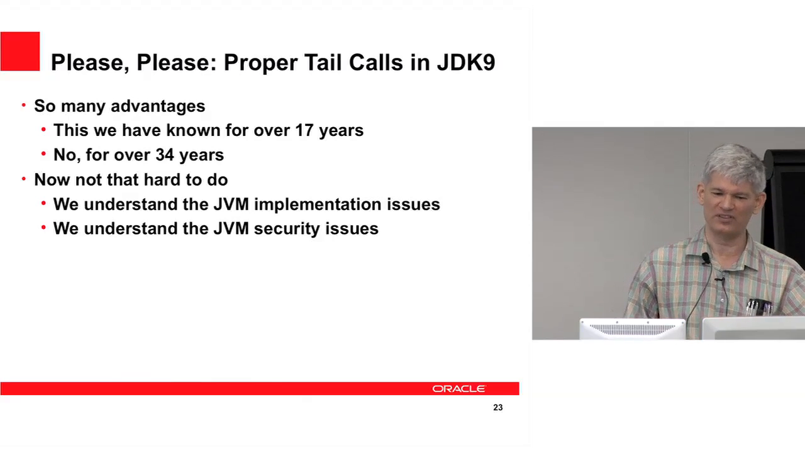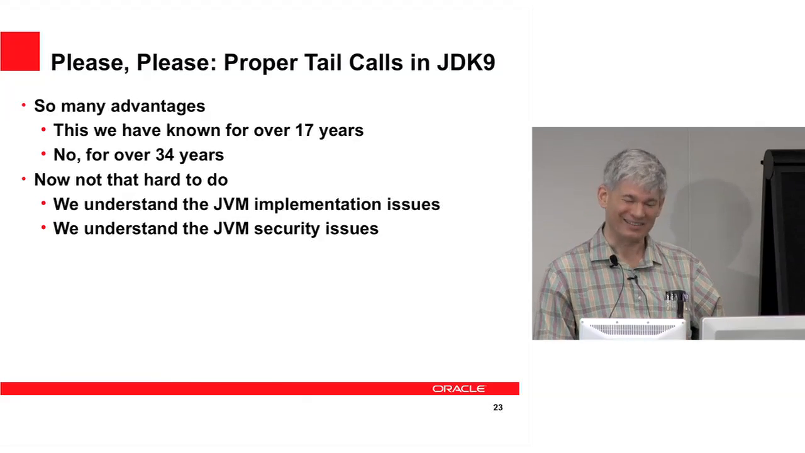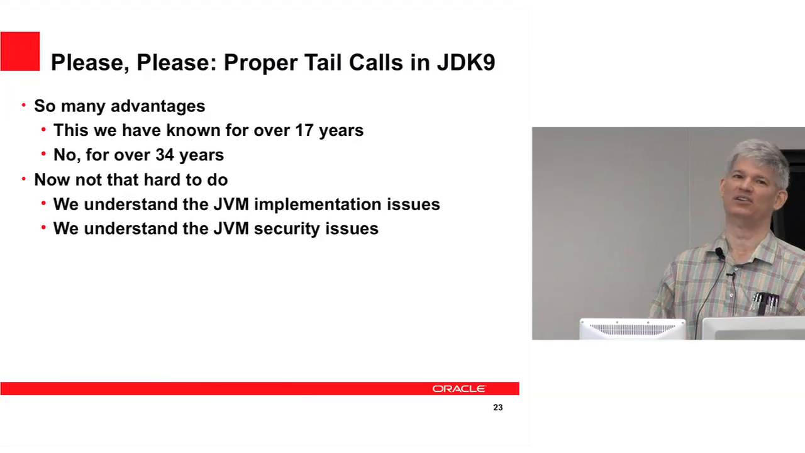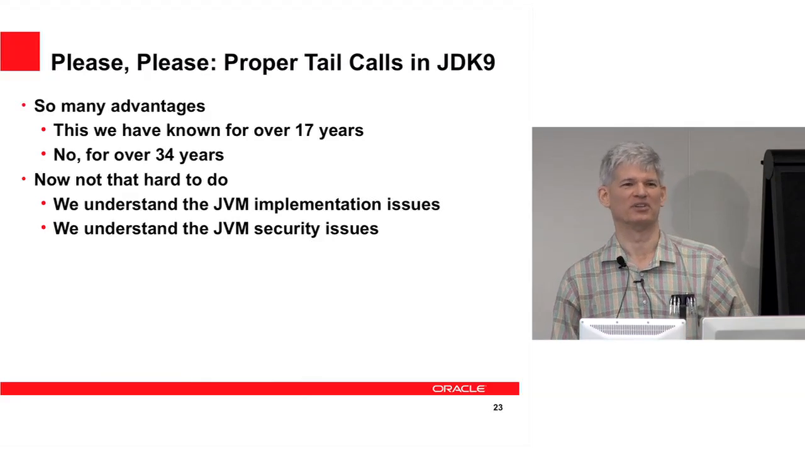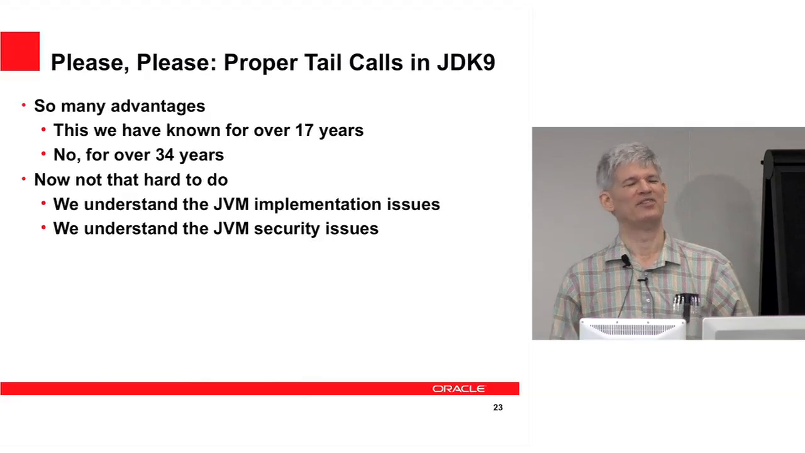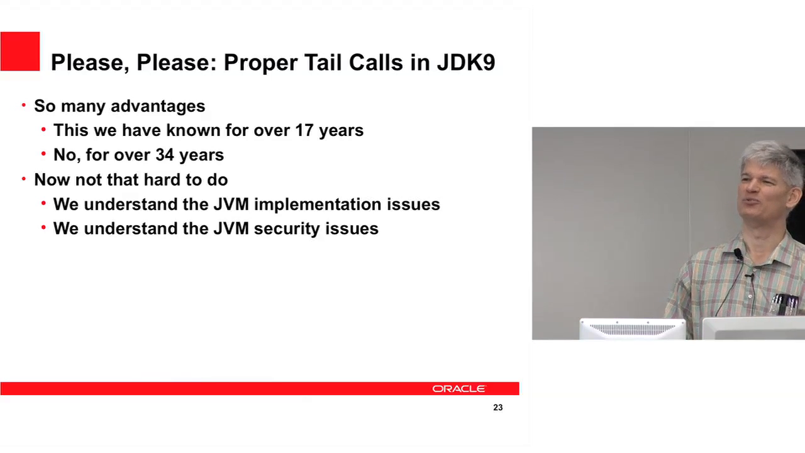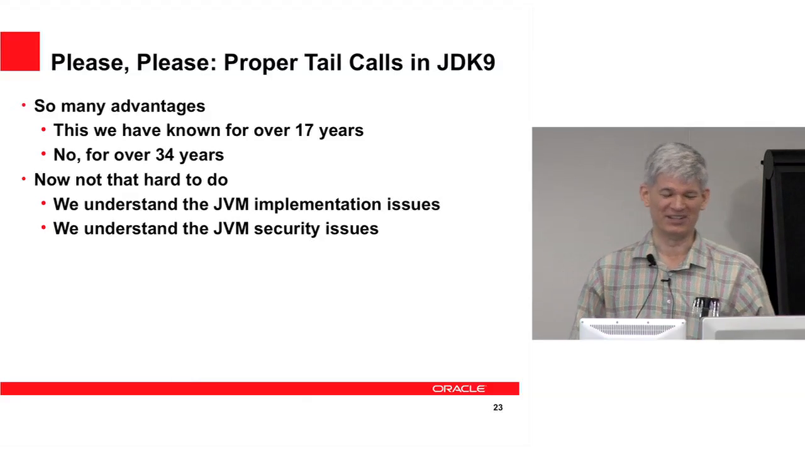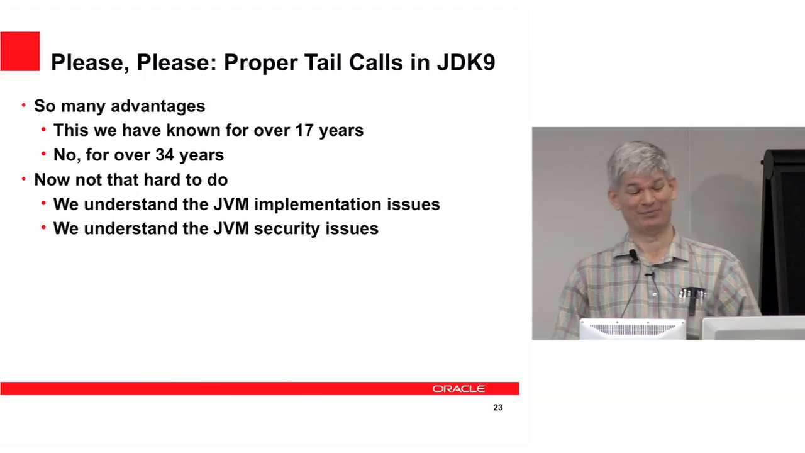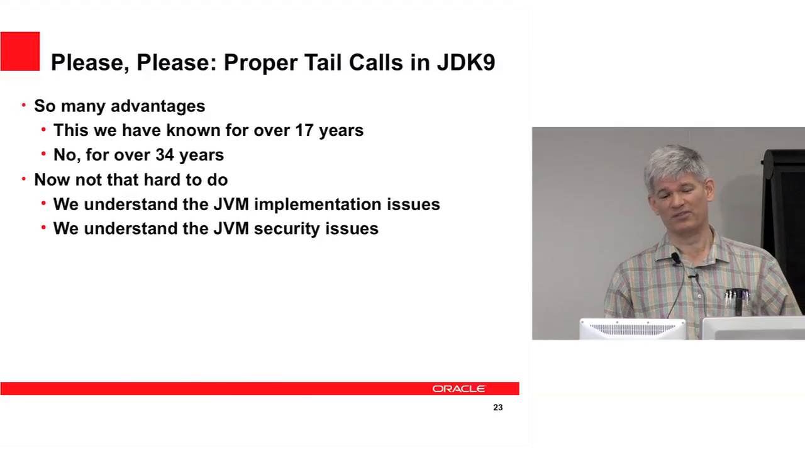And I said this is an old story. This is something we've known for over 17 years. It was back in 1996 that Bill Joy and I went to the then Java team management and said, tail calls are going to be really important. Could we please put them in the next release? They said, well, we're busy fighting other fires. We'll put them into the next convenient release. And I guess that promise was kept. It hasn't been convenient for 17 years. Please, please, JDK 9.